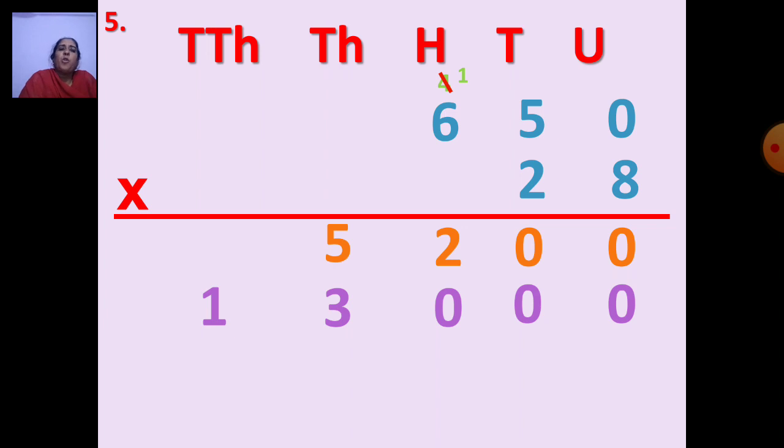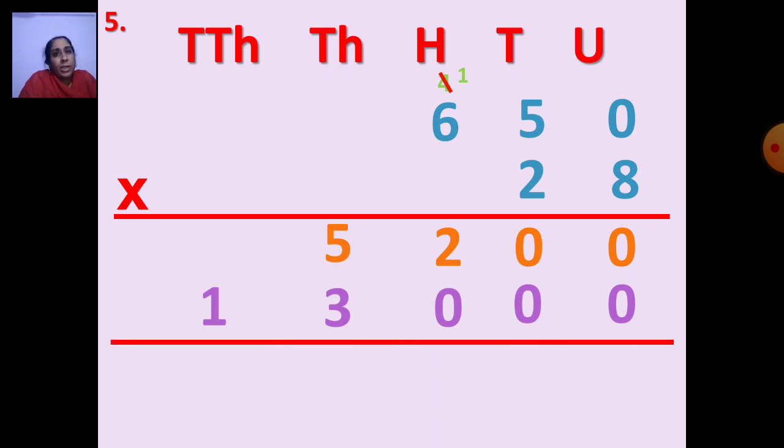Okay. You will draw one line. Put the sign of plus. And then now you are going to add. 0 plus 0, 0. 0 plus 0, 0. 2 plus 0, 2. 5 plus 3, 8. And you will bring 1 down. So what is your answer, children? 18,200 is your answer. Okay, children?